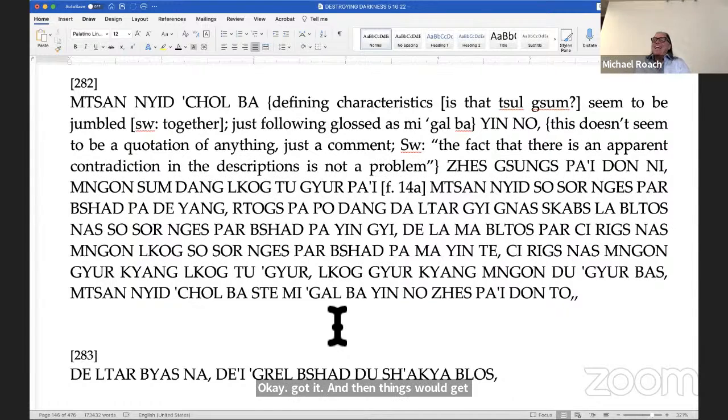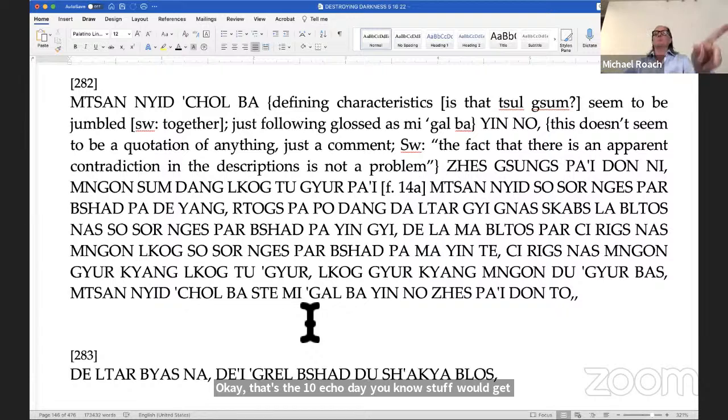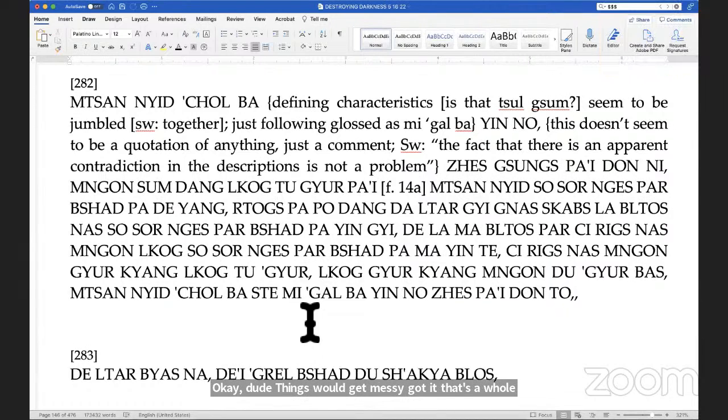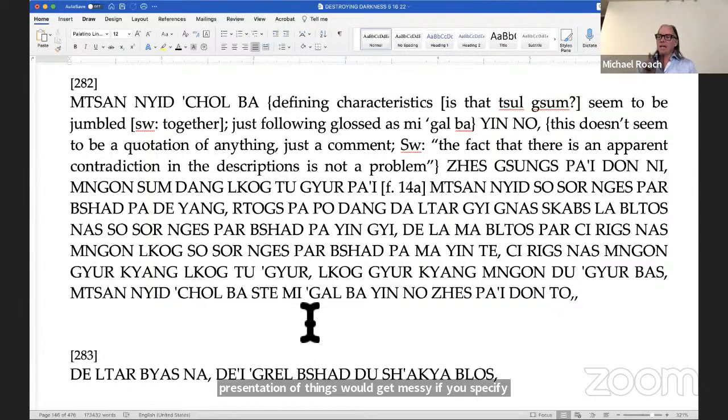You know, stuff would get messy. It means it wouldn't be separate. Obvious, hidden, hidden, obvious. Okay, things would get messy. That's a whole presentation of how things would get messy if you don't specify the time and the person. Okay, cool. All right.